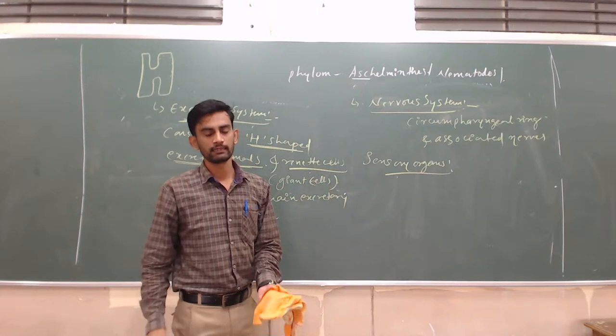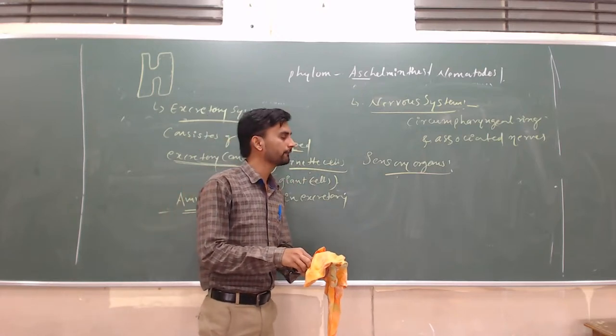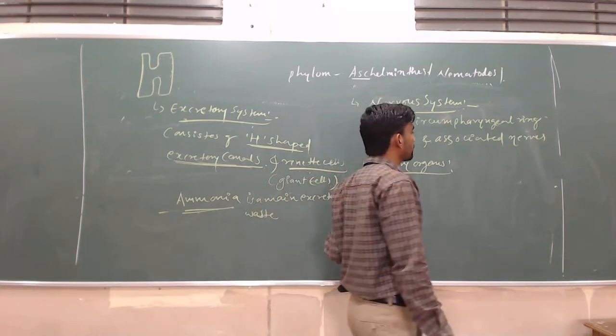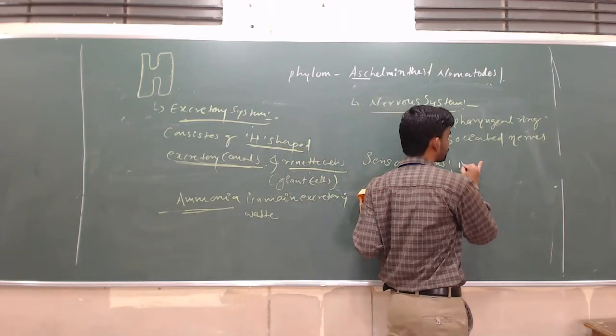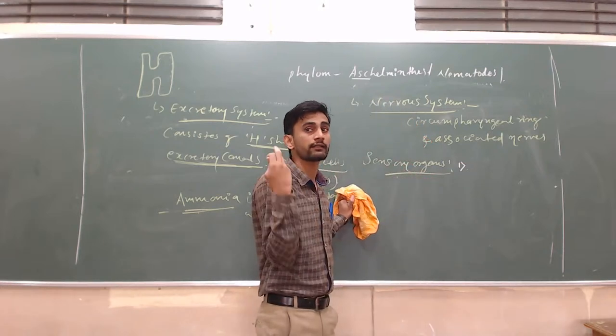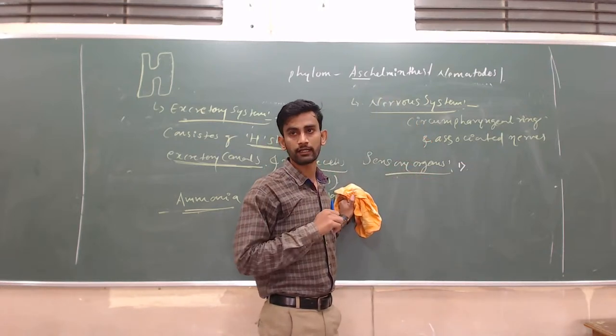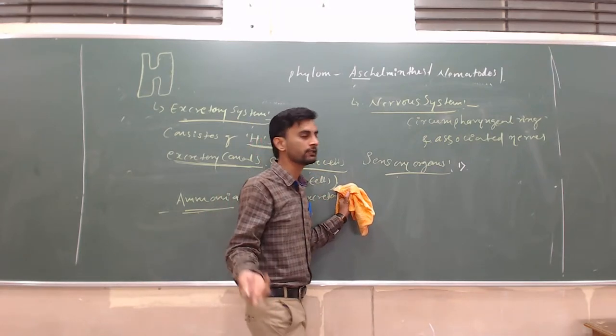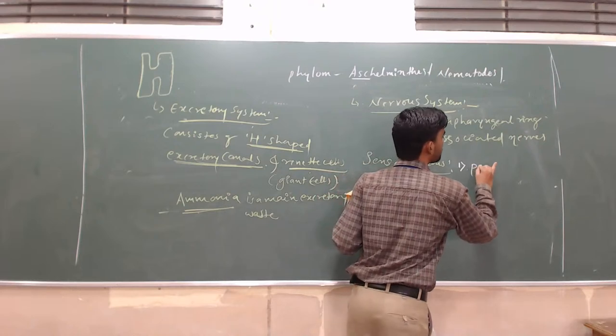Sensory organs. Some sensory structures you will find here. Those sense structures we call as the first one. Different sensory organs you will find. In us also different sensory organs are there, the panchendriyas. In these animals you will not find panchendriyas, so instead of that you will find papillae.